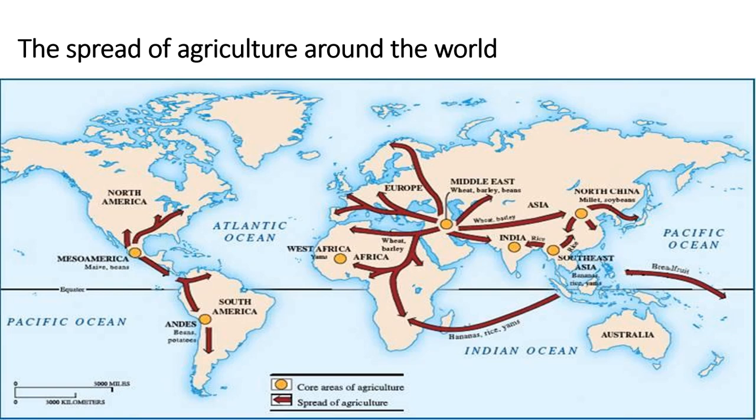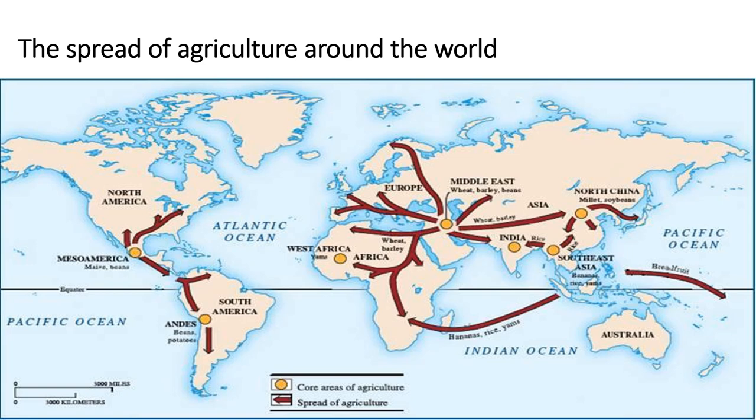But agriculture, once it was invented, spread like wildfire throughout the Old World. And so almost everywhere where agriculture was a viable strategy for living, human beings adopted it in the Old World. So we see it popping up in India, popping up in China, popping up in Europe, and popping up in Africa. But the Americas were completely cut off from those developments.